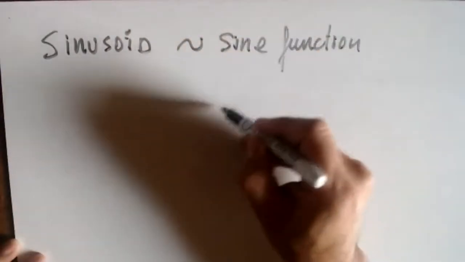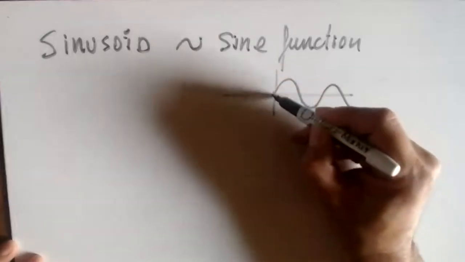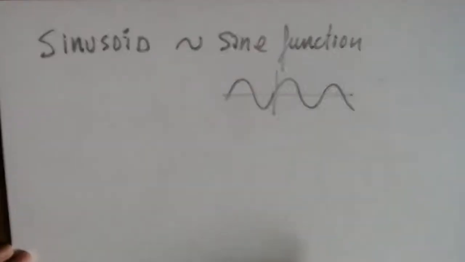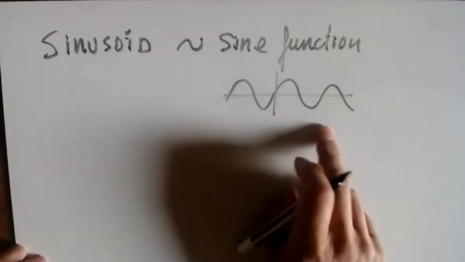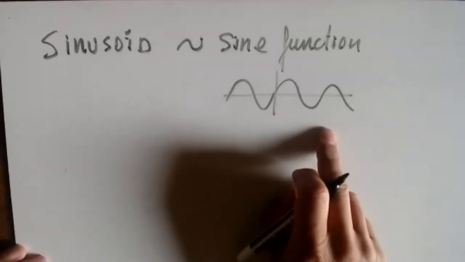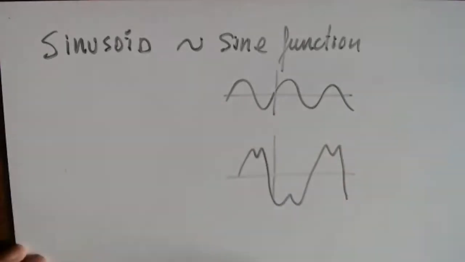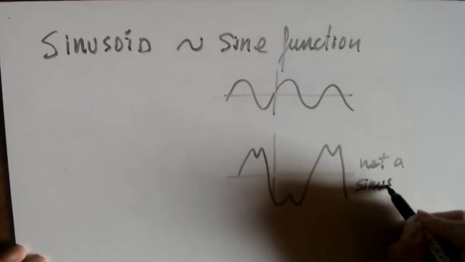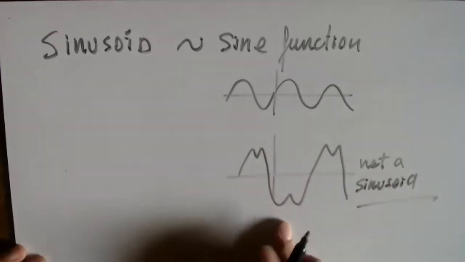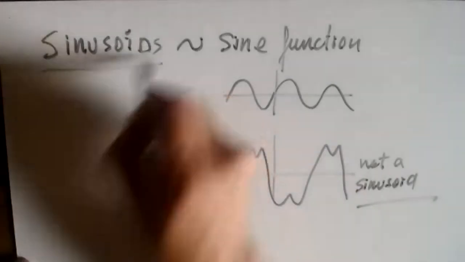So the sine function, you plot it, is something like this, correct? That's a sinusoid, something like the sine function. Something different than a sinusoid, for instance, something like this. See, this is not a sinusoid. The sinusoid has to be something soft like this one. So those are the sinusoids, right?